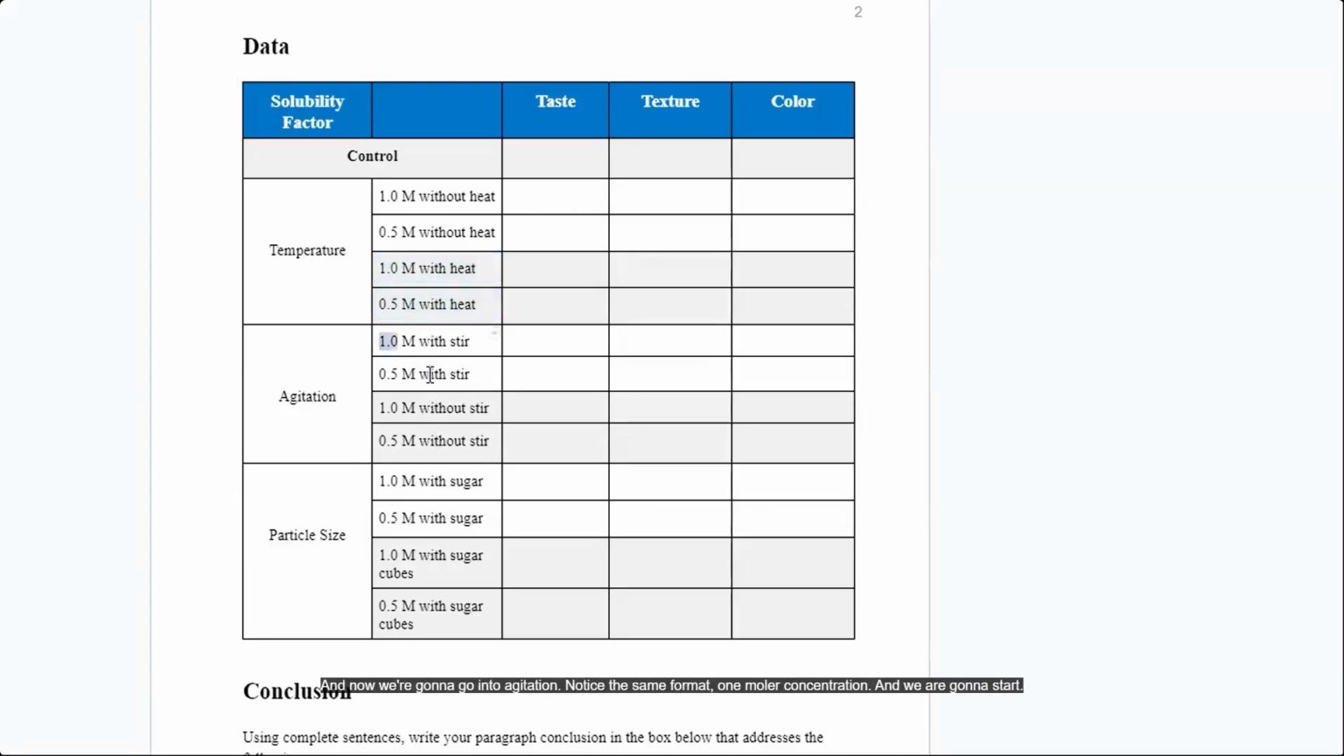And now we're going to go into agitation. Notice the same format, 1 molar concentration, and we are going to stir it. And then we're going to compare that to the 0.5 molar concentration, and we're going to stir it.